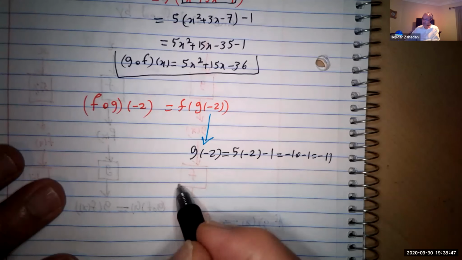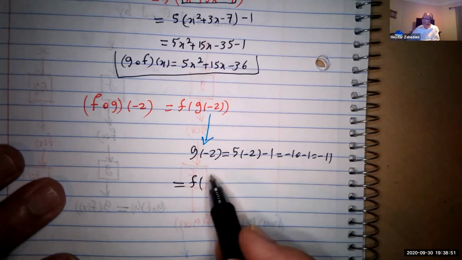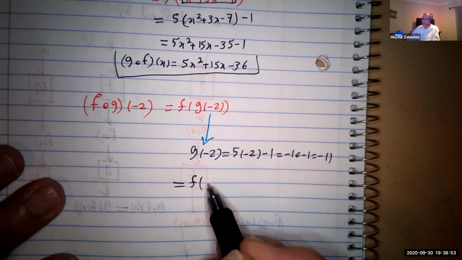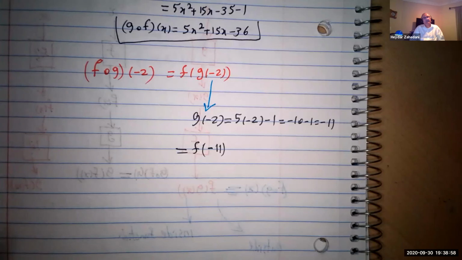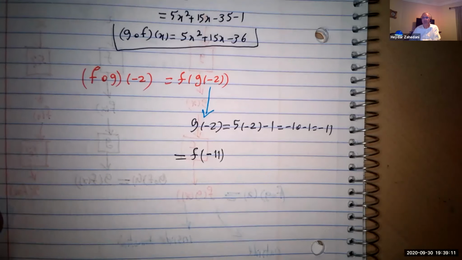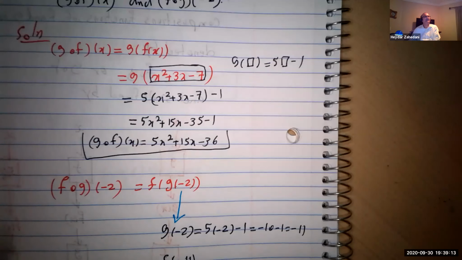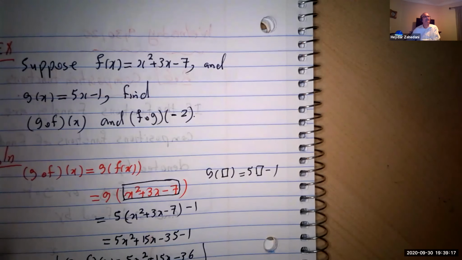Now continue. Equal to f of what? g of negative 2 is negative 11, so f of negative 11. Now we want to find f of negative 11. Go to the f and substitute. When it's a number, find it first, then go back and substitute. What is the f function? It's x squared plus 3x minus 7.